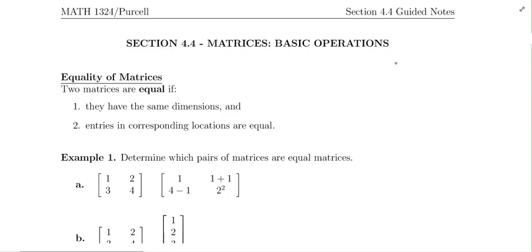Section 4.4, Matrices, Basic Operations. In this section, we are going to talk about how to add two matrices, how to subtract two matrices, and how to multiply matrices. There's actually two types of matrix multiplication. And we are also going to discuss some miscellaneous topics, including what it means for two matrices to be equal.